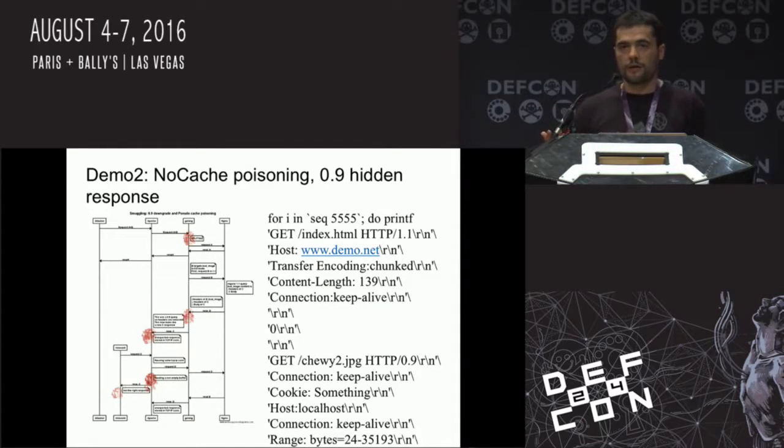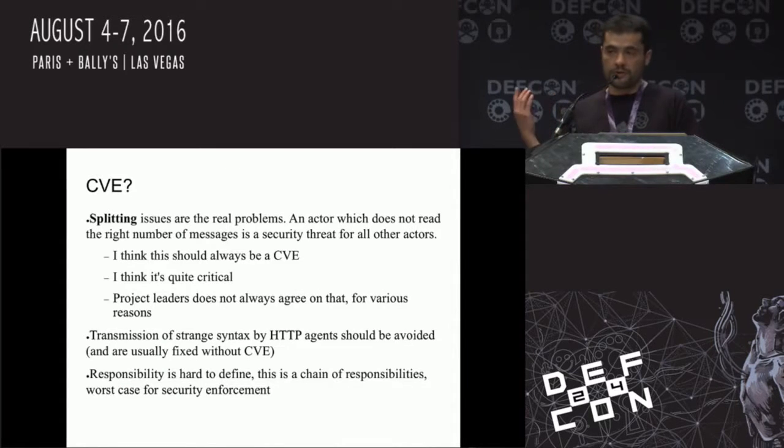If you think that the backend is doing bad things, you cannot do anything. So for every splitting issue, you should get a CVE, because for me it's quite critical. But usually project leaders do not like issuing a CVE for these things, and maybe sometimes they do not understand how you can exploit the injection. And also because they do not want people to try to do things with these issues.